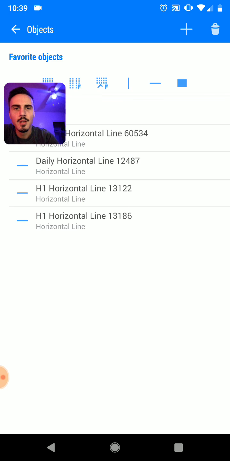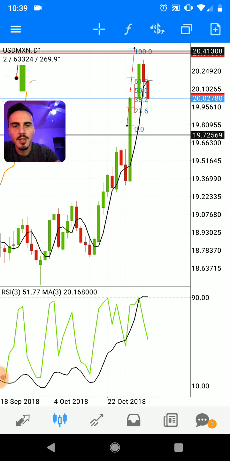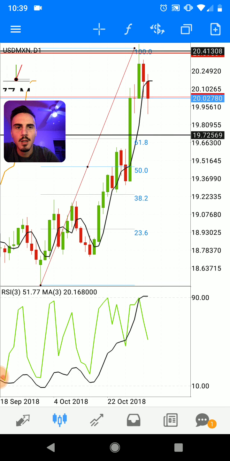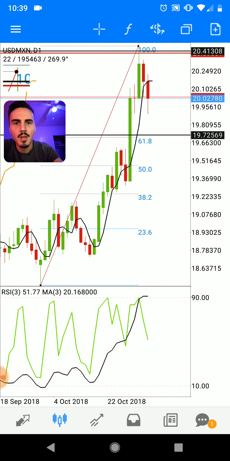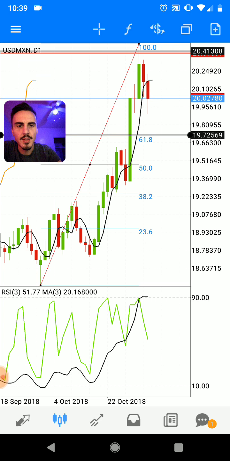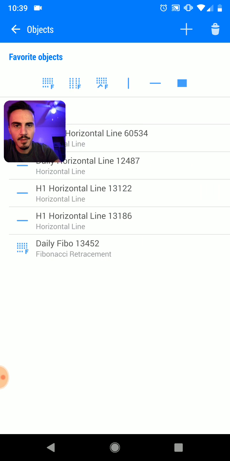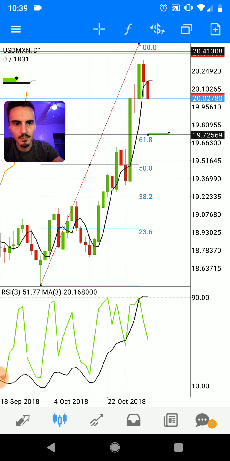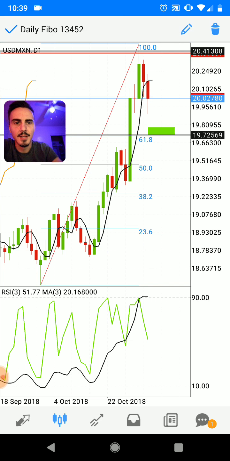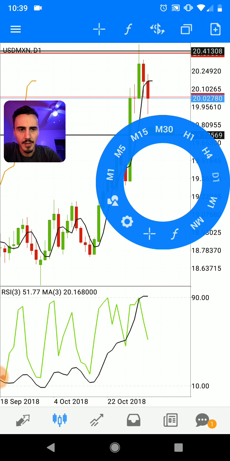So we're going to use, remember, Fibonacci is how a basic person would use it, top to bottom here. And a basic person would say 61.8, my take profit is going to be right there, right? That's what a basic person would say. This is what I do.